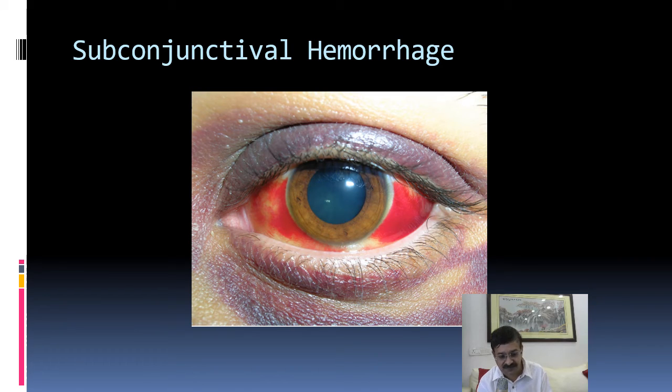Now this is a photograph which shows subconjunctival hemorrhage. Subconjunctival hemorrhage usually happens due to the laceration or rupture of small blood vessels that are traversing just below the conjunctiva, or the episcleral vessels. When they are damaged, the blood collects below the conjunctiva, and you see a picture like this. Now this appears to be very severe, but usually it is not so severe, and it goes away by 10 to 14 days. The patient needs to be reassured.